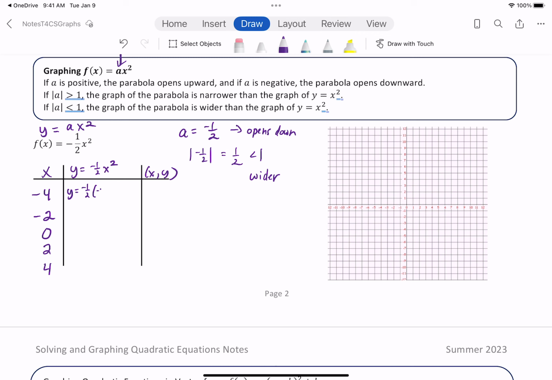So if I substitute -4 for the x, now you do not have to show me a bunch of steps here. If you show me this substitution, you are welcome to enter -1/2 times -4 squared in the calculator and just give the answer. When I did that, I got -8. So this first point should be -4, -8.